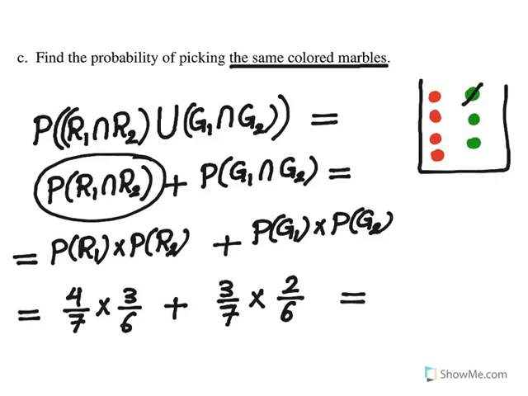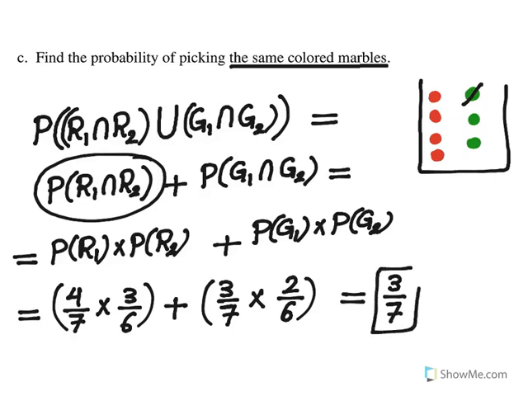So this will be 2 out of 6. And if you do the mathematics, of course, you have to do the multiplication first, and then you do the addition. And the answer to this will be 3 out of 7. That would be the probability of picking the same colored marbles.